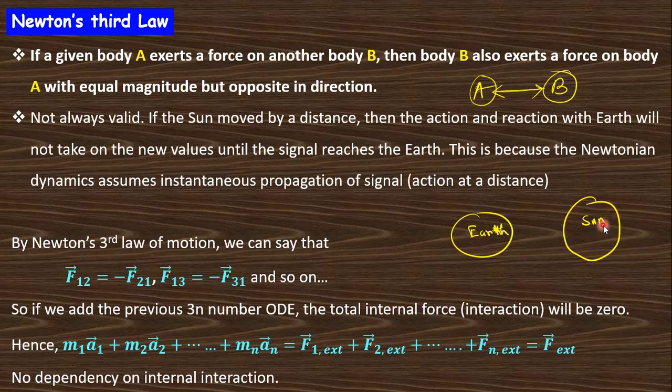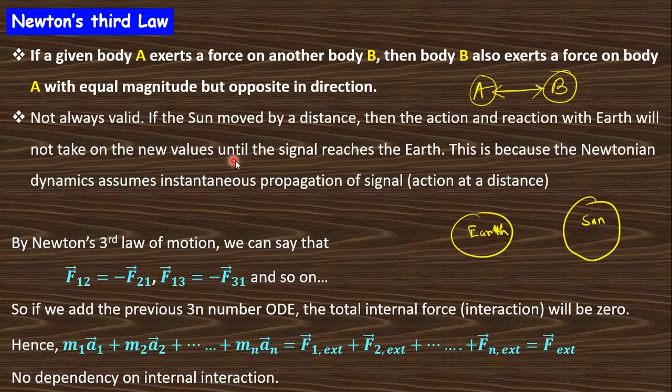you know, it is moving in the Milky Way. So if the sun is displaced to some point, then what happens? The gravitational force will change, but this information reaches Earth only after a certain time. They need some time to get the information about the displacement of the sun. So there is a mismatch.